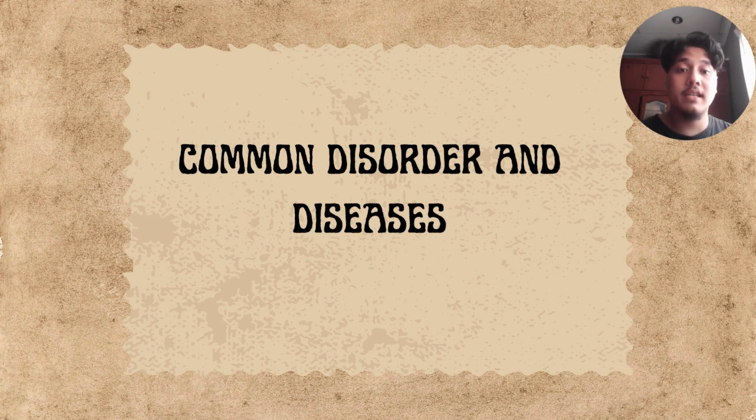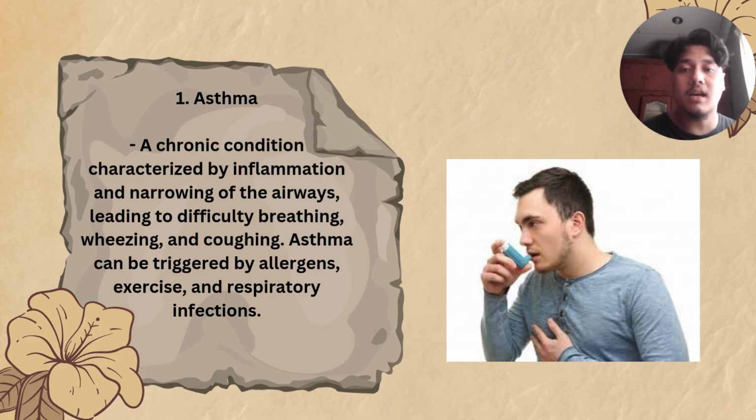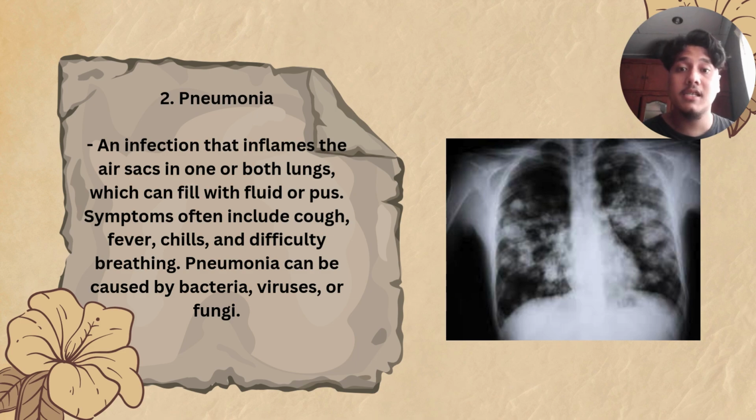Common disorders and diseases. First one is asthma, a chronic condition characterized by inflammation and narrowing of the airways, leading to difficulty breathing, wheezing, and coughing. Asthma can be triggered by allergens, exercise, and respiratory infections. Second is pneumonia, an infection that inflames the air sacs in one or both lungs, which can fill with fluids or pus.